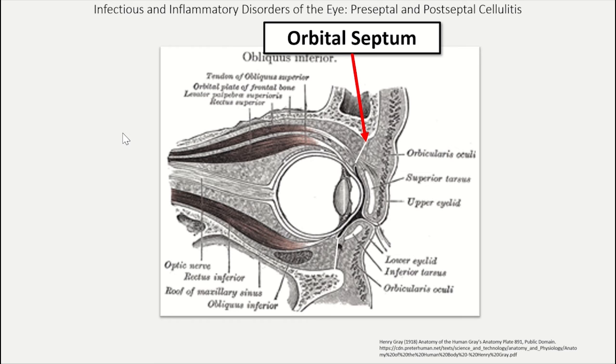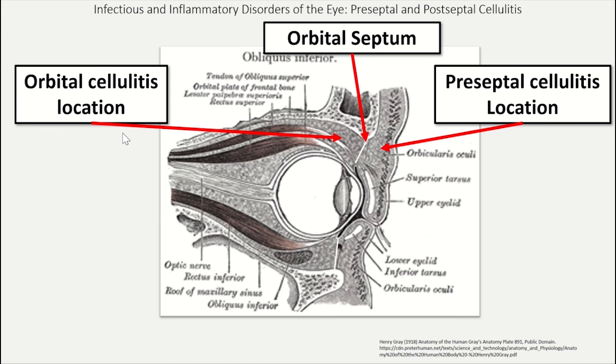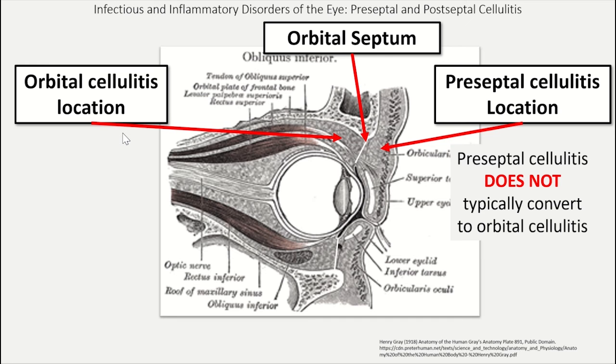Where preseptal cellulitis as well as blepharitis occur is anterior to this orbital septum, and where postseptal cellulitis, as the name suggests, is posterior to the septum, this thick, white, pearly connective tissue sheath. So infections typically don't cross over from one side to the other. Particularly, they don't typically go in a posterior direction. So preseptal cellulitis does not typically convert to orbital cellulitis. And if you're asked this question on the boards, the answer is no, it does not.